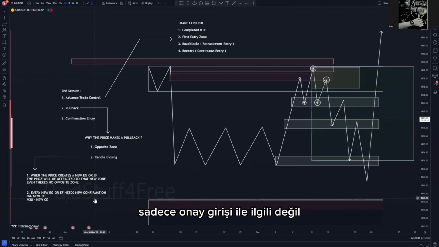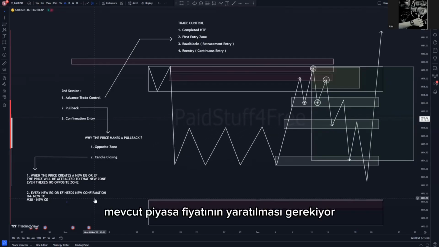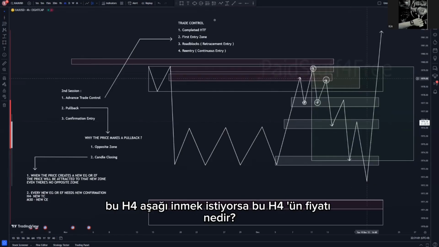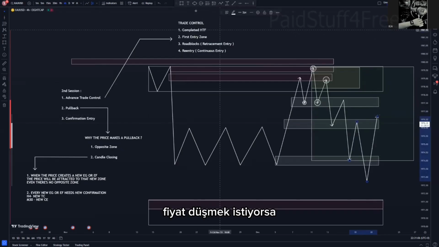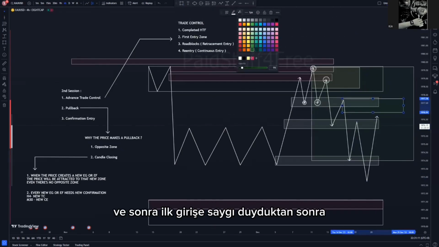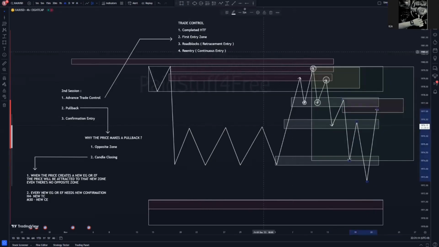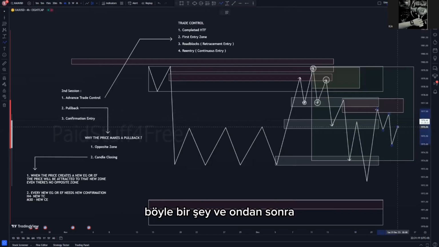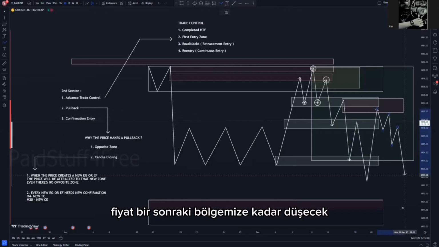Talking about confirmation, it's not just about the confirmation entry, but the confirmation that the current market price needs to create. So for now, H4 needs a new TC. If the price wants to go down, it needs to respect maybe this first entry somewhere around here. After respecting the first entry, the price goes down, creates DC, and then creates EF, something like that. After that, the price goes down to our next zone.